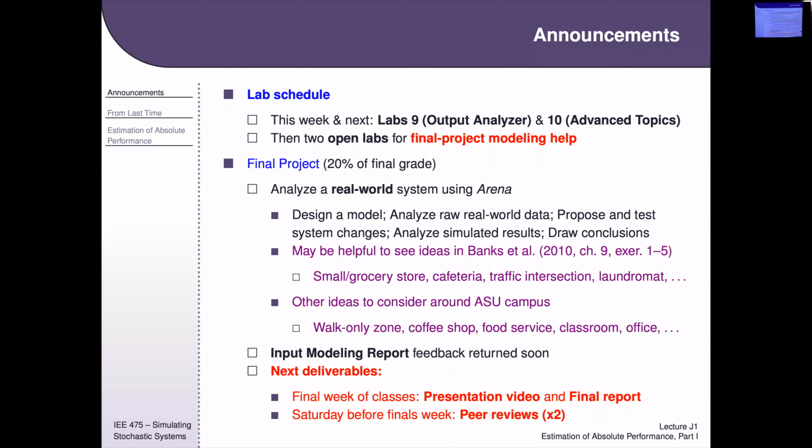So the next deliverables after the input modeling report are going to be that presentation video and that final report, which are due the Wednesday of the last week of classes. So that's before finals week. And then between Wednesday and Saturday, you will watch the presentation that was assigned to you and the final report that was assigned to you, and you'll use a rubric that's on Canvas and evaluate those.